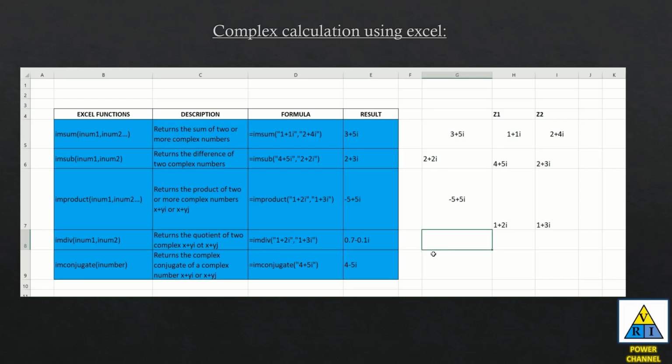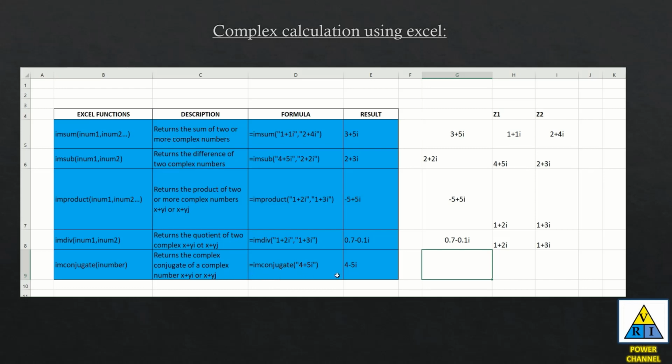Next is the quotient of two complex numbers. We use the function IMDIV. We have 1 plus 2i and 1 plus 3i. So we have IMDIV of 1 plus 2i over 1 plus 3i.